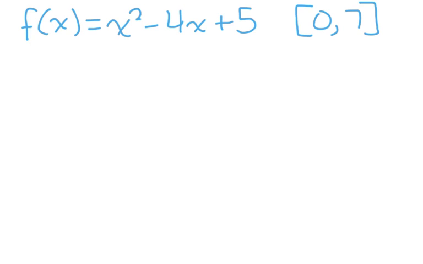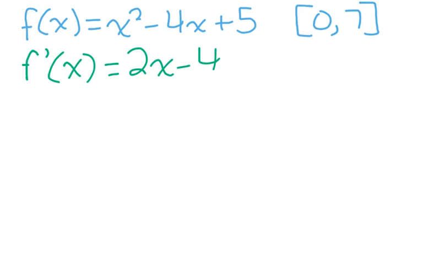So that would mean that I have to start by taking the derivative. So if f of x is x squared minus 4x plus 5, then the derivative, f prime of x, would be 2x minus 4. Now I want to take that derivative and set it equal to 0 or find any places where it's undefined. Notice it is a linear equation, so we know that it's defined everywhere. So we don't have to worry about undefined. All we have to worry about is where it is equal to 0, which is 2x minus 4 equals 0. I can easily solve that equation and find that x equals 2.